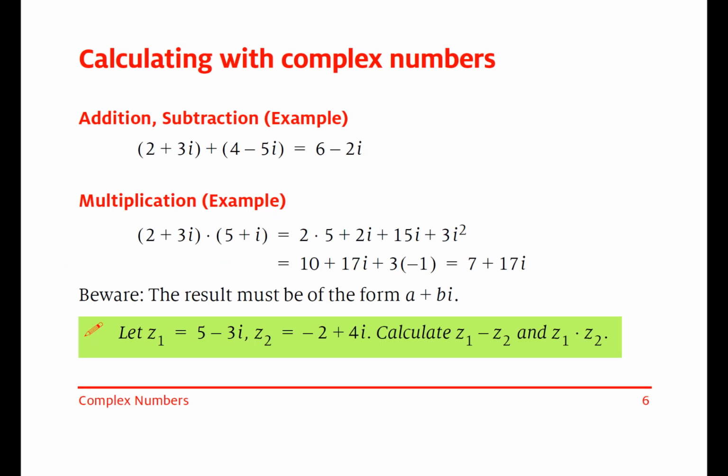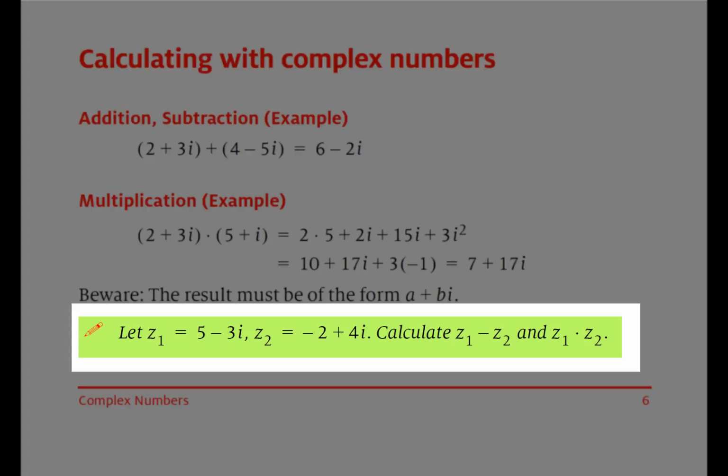On this slide you see two other examples, one for addition and one for multiplication. And it is important that the result of all those calculations is always in the form a plus bi, real part plus imaginary part times i. At this point you should stop the playback and look at those two examples and try to solve the task. Calculate Z1 minus Z2 and Z1 times Z2.